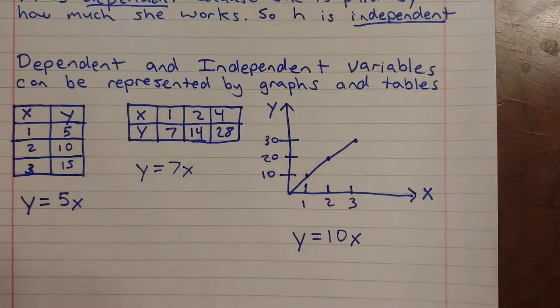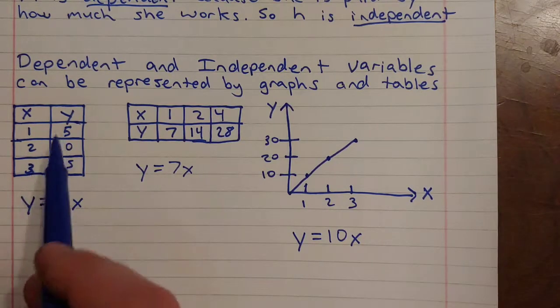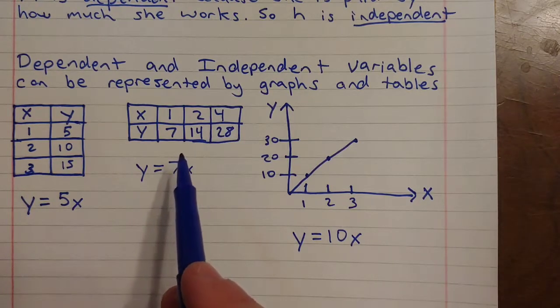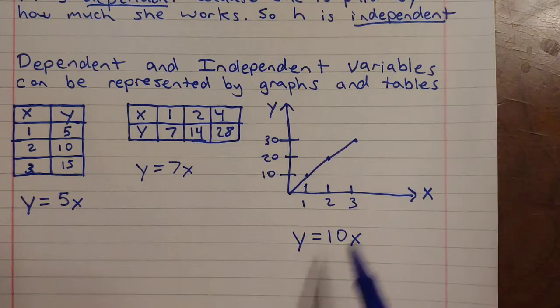These three equations are called proportional equations because they all go up the same distance. This is going up in increments of 5. This one is going up in increments of 7. And this one in 10.